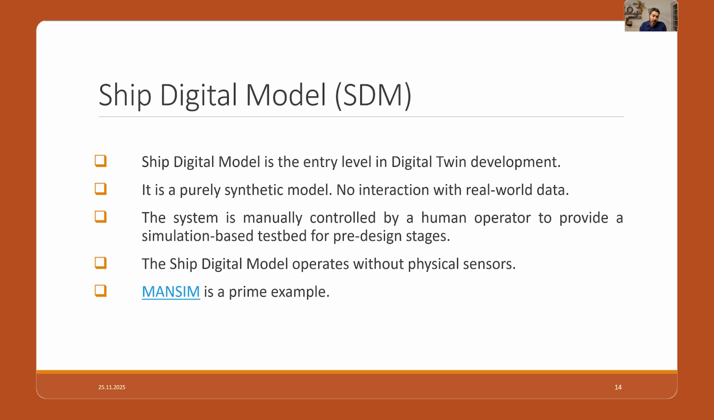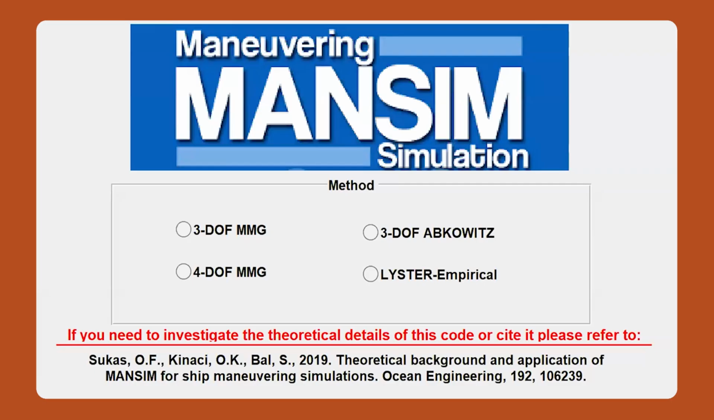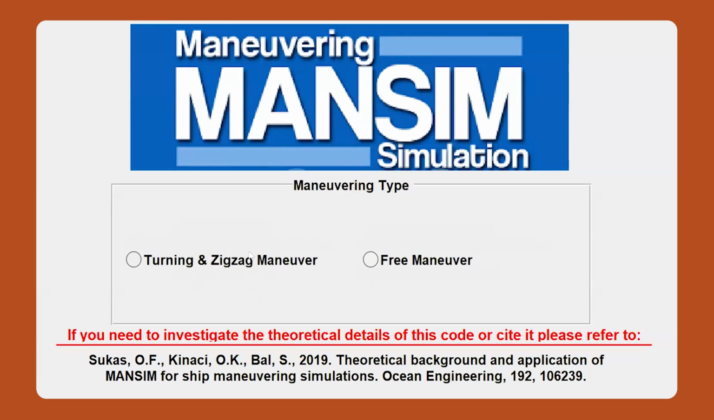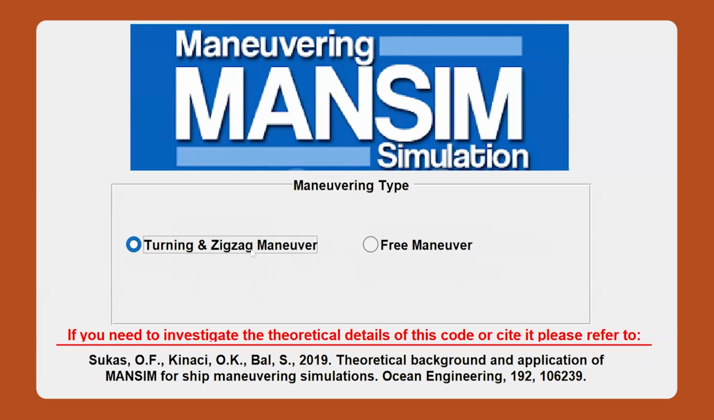So Mansim, which was our previously published code, is a freely distributed software. It is actually a digital model. Let me share the screen and show it to you. Okay, so this software is actually a digital model. For instance, you could select the different math models here.